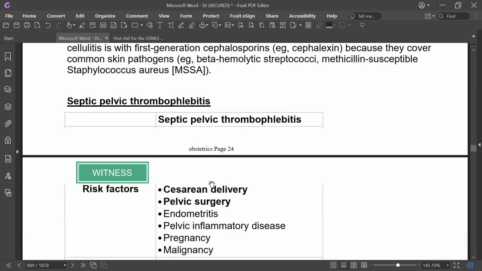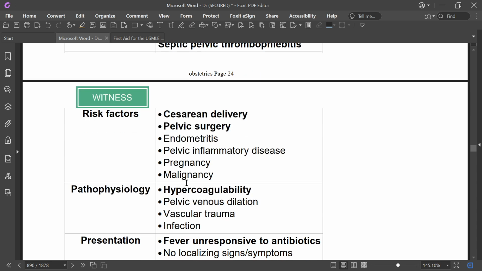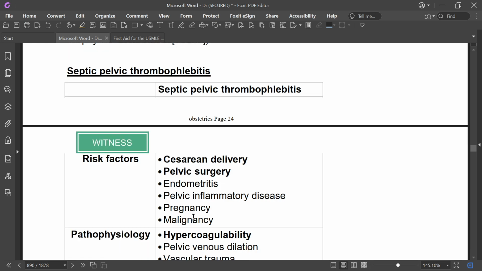Septic pelvic thrombophlebitis. This may follow pelvic surgery, and there may be sepsis. Associated conditions include endometritis, pelvic inflammatory disease, pregnancy, malignancy, and pelvic surgery.